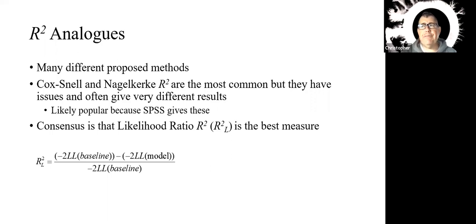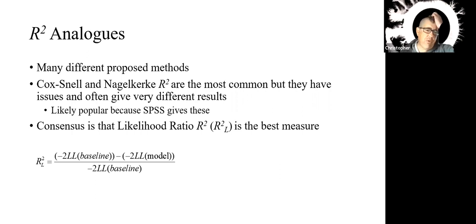I've always been suspicious of these statistics because they give really different answers. These are likely very popular just because SPSS has these values, and people just think that those are going to be the best because of that. The consensus, though, is that the likelihood ratio R squared, R square L, is going to be the best measure, is the most stable across situations. That's the general conclusion that's been drawn in the logistic regression literature.